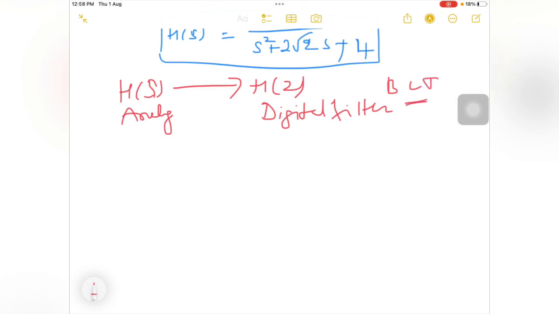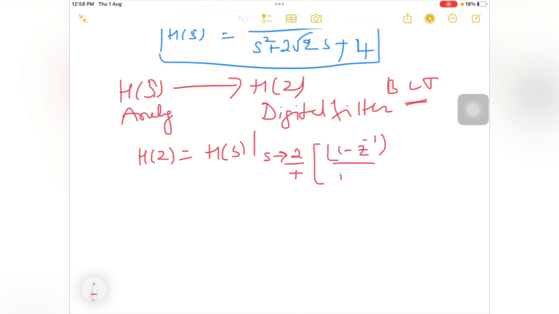Now how to convert your H of s to H of z? So H of z is equal to H of s, where s is replaced by 2 by T into (1 minus z inverse) by (1 plus z inverse). This is the transformation, and we know that by default T is equal to 1 second. Now put this in the equation of H of z.